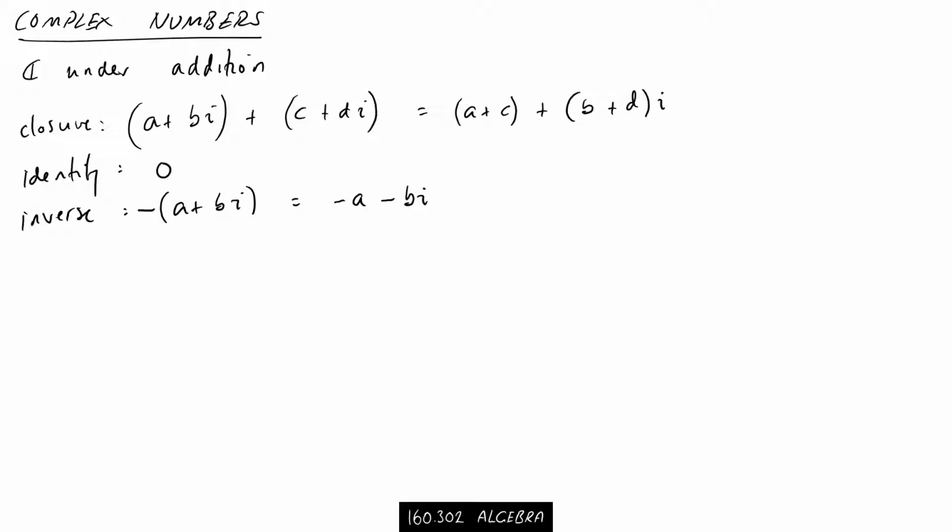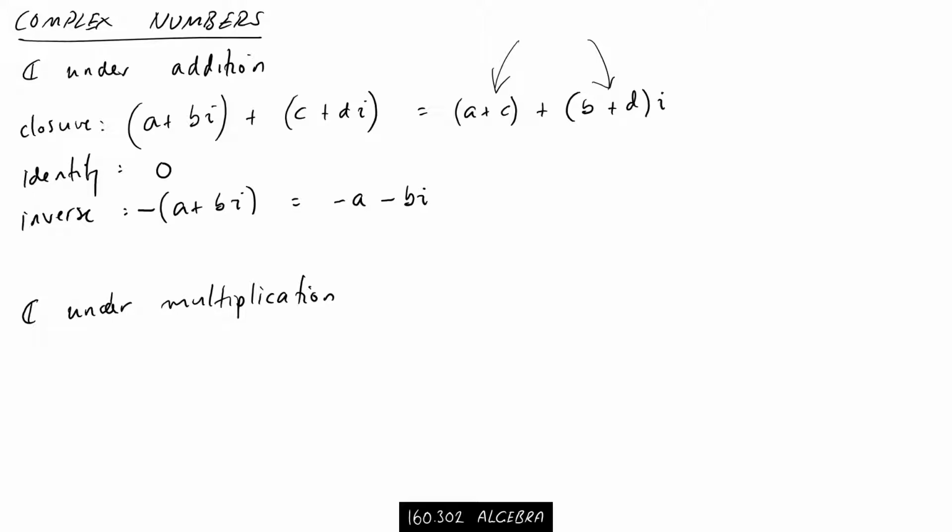And again, associativity comes for free because we already know that addition is associative, and we just have regular addition of the real and complex parts of our numbers. Okay, what about if we took the complex numbers under multiplication? Is that a group? So same set, now we're using complex multiplication as a group operation instead of complex addition. Well, if I think about that for a second, it's not going to quite work.